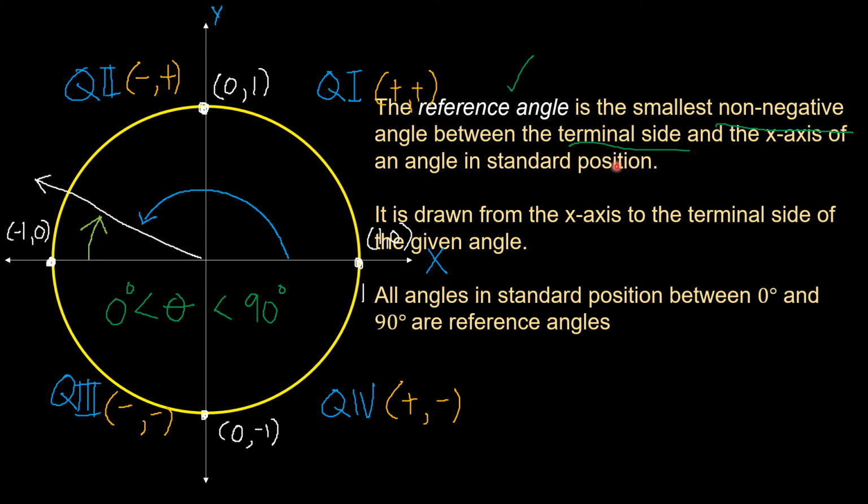That's what we did. This is the terminal side and the x-axis of an angle in standard position. So the x-axis can be here at the negative x part or the positive x part, because you are just interested in finding a particular angle from the x-axis to the terminal side of the given angle. So if the given angle is this in blue, then this in green is the reference angle. All reference angles must be between 0 degrees and 90 degrees. So all quadrantal angles therefore have no reference angles.